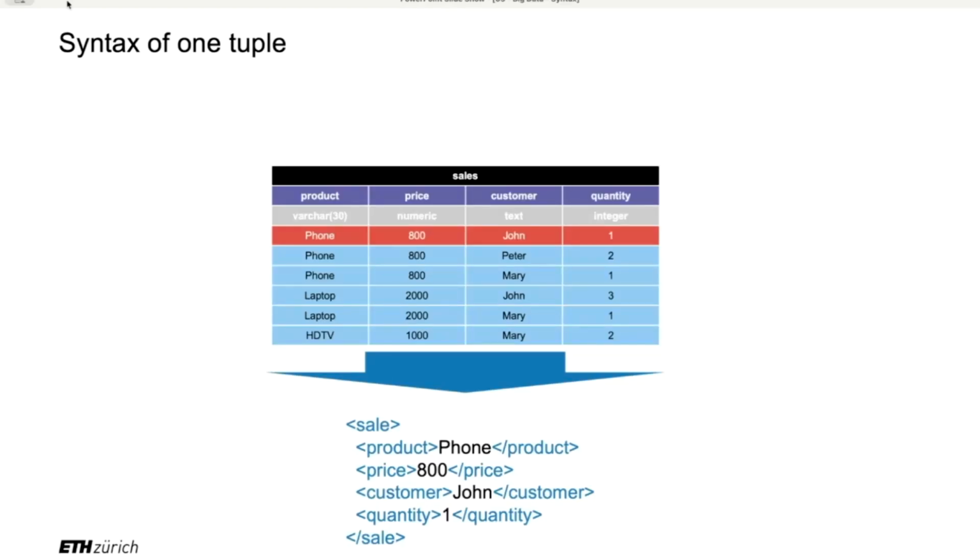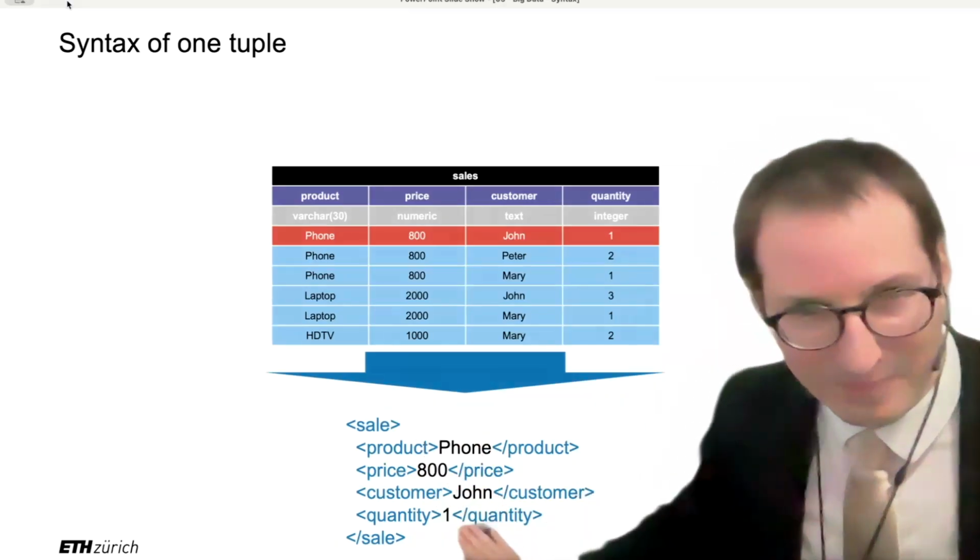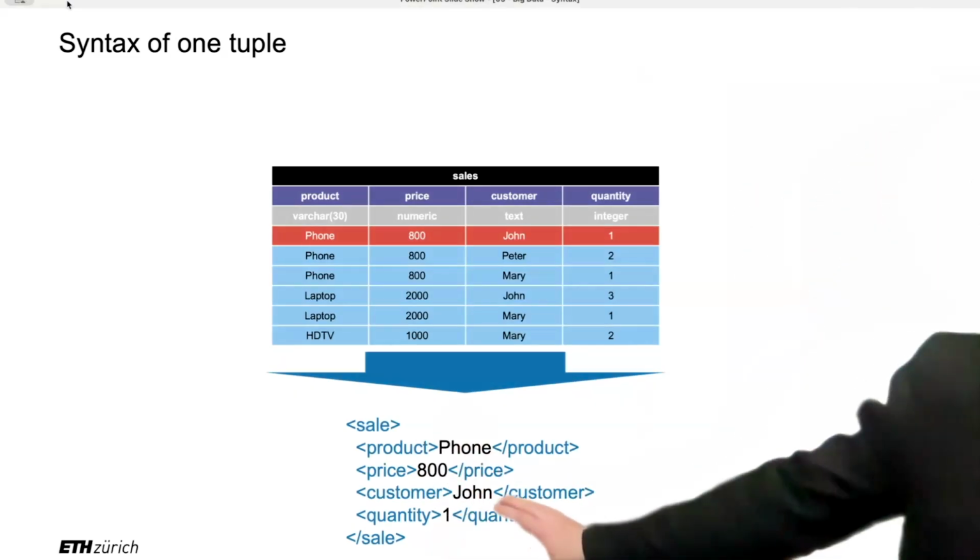Okay, so now I have a bit of time to wrap things up. Just like I showed you that when we have a table, we can represent it with a flat JSON object, remember? Well, we can do the same thing with XML. We could use XML in this way, saying that the record marked in red, so phone 800 John 1, can be expressed in the XML syntax like this, right? Who agrees?